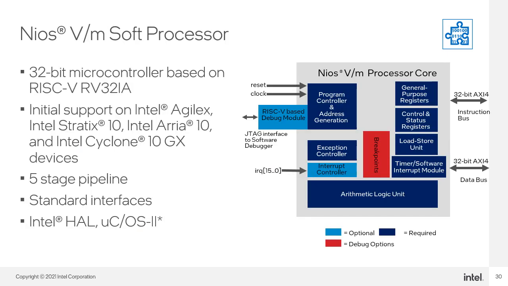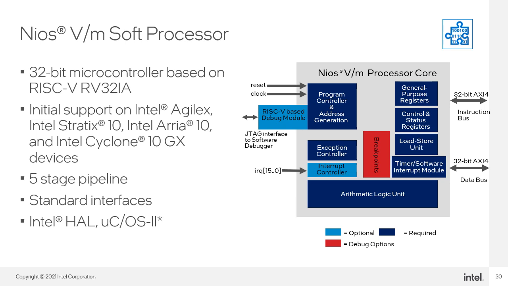Nios V/m is the first processor in the Nios V embedded processor series. It is a 32-bit microcontroller based on the RISC-V RV32IM ISA with a 5-stage pipeline. With the initial release of Nios V/m in Intel Quartus Prime Pro 21.3, all devices in the Pro Edition are supported, such as the Intel Agilex, Intel Stratix 10, Intel Arria 10, and Intel Cyclone 10 GX devices.